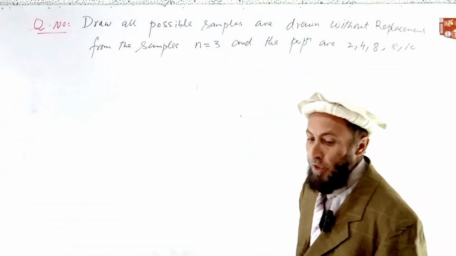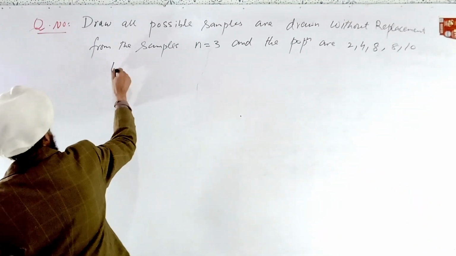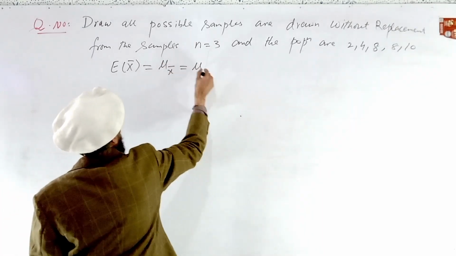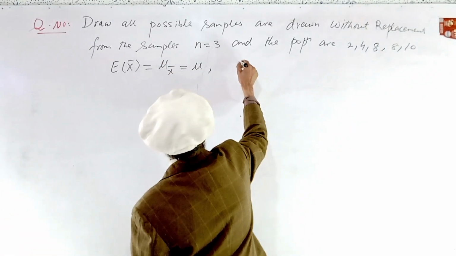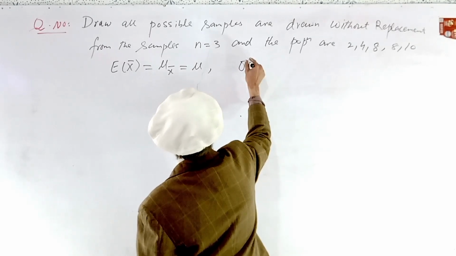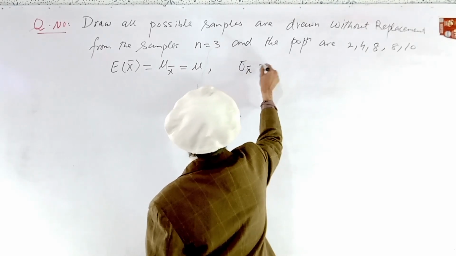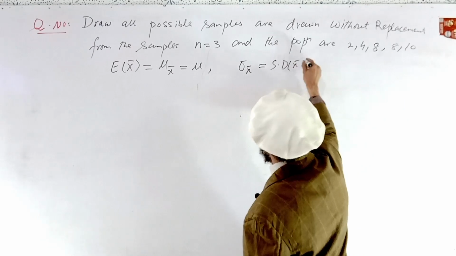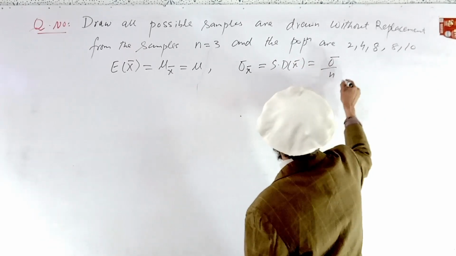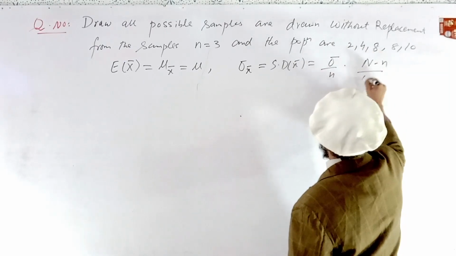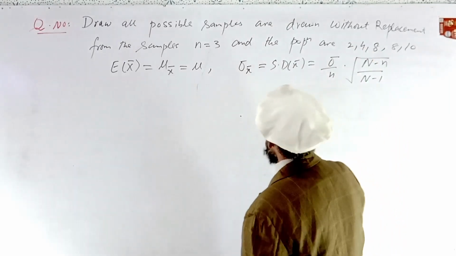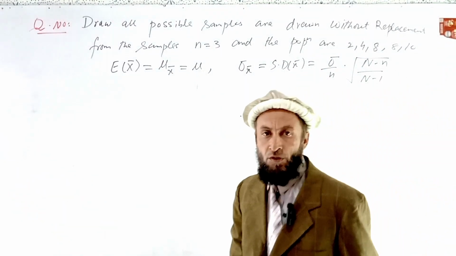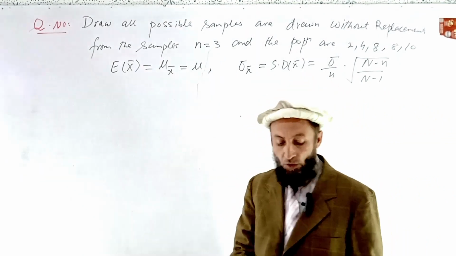Also verify the property of the mean: the expected value of x bar, the mean of x bar, is equal to the population mean. And for the standard deviation of the mean, sigma x bar is equal to sigma divided by the square root of n, times the square root of (N minus n) divided by (N minus 1) in the without replacement case. This is the FPC, the finite population correction.